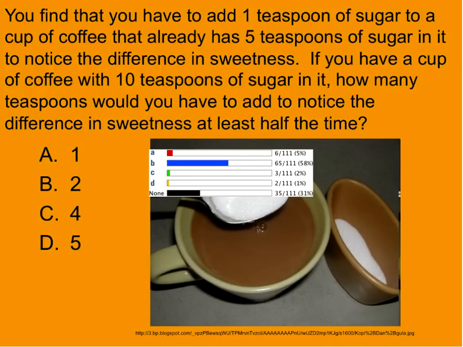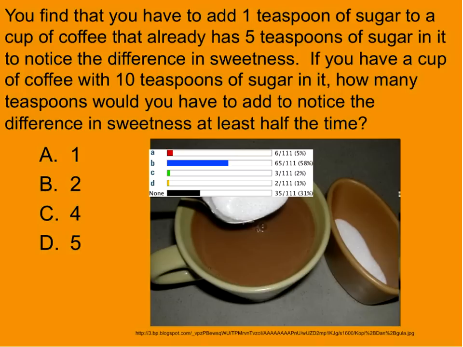Yeah. Why is it B? Two teaspoons of sugar when there are 10 in it already. It's proportional. What is the percentage increase here? It's a 20% increase. Yep.